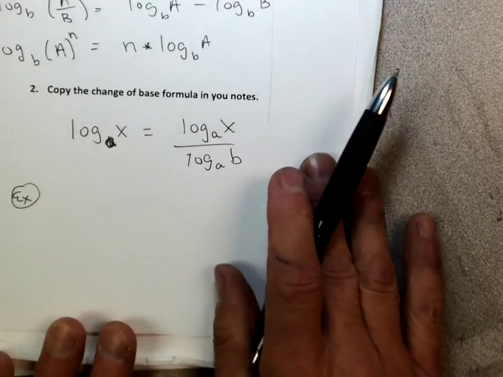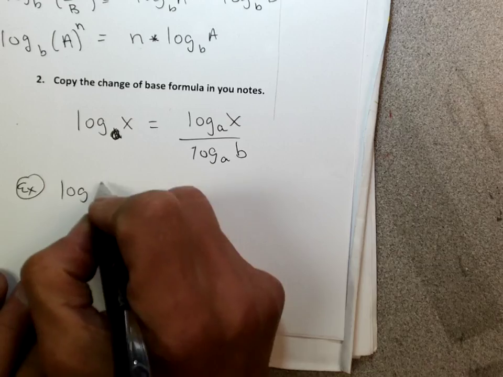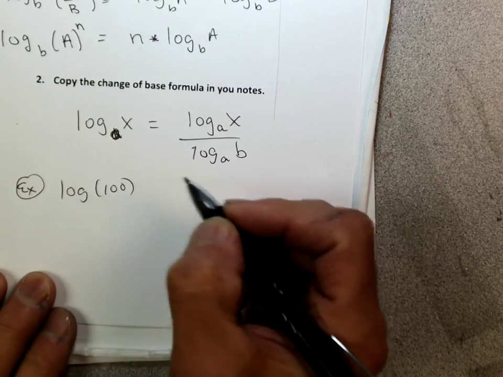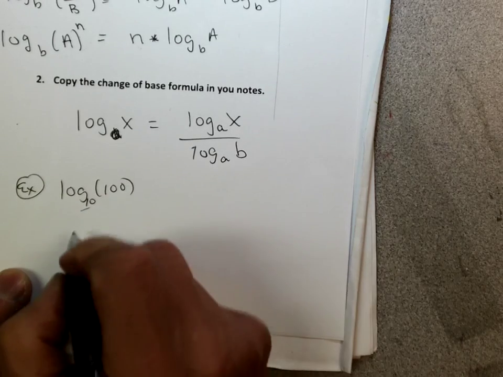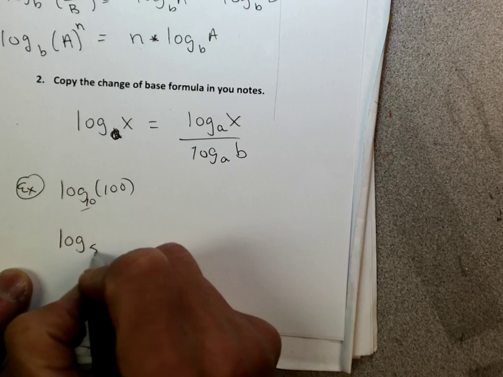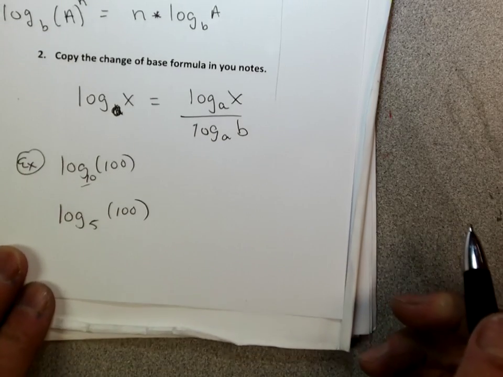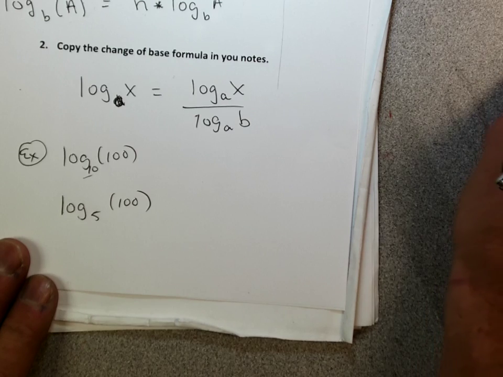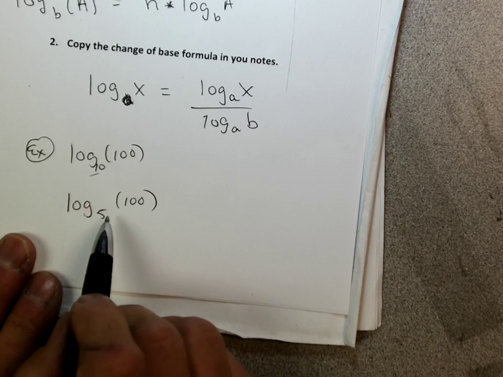Now, the change of base, watch. We can do log of, say, 100, because it's base 10 on our calculator. But if it's any other base, let's say it's log base 5 of 100, okay? That you cannot do on your calculator. There are some fancy calculators that will do this, but a lot of calculators can't.